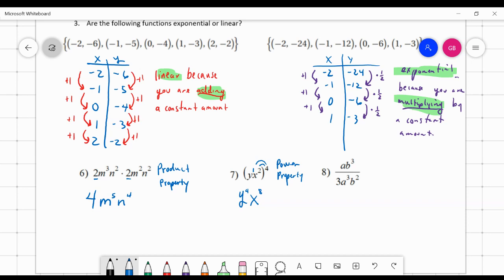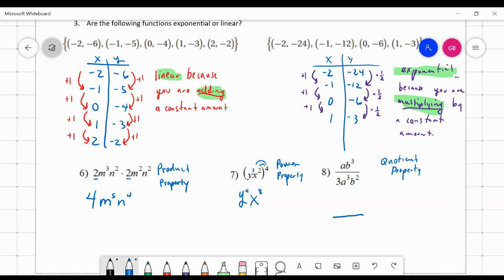And then for number 8, a b to the third power over 3a to the third power b to the second power. When you have a fraction like this, when you're dividing, we're going to apply the quotient property. So for numbers with the same base, you can go ahead and subtract the exponents. Okay. I'm going to draw a fraction bar just to get us going.